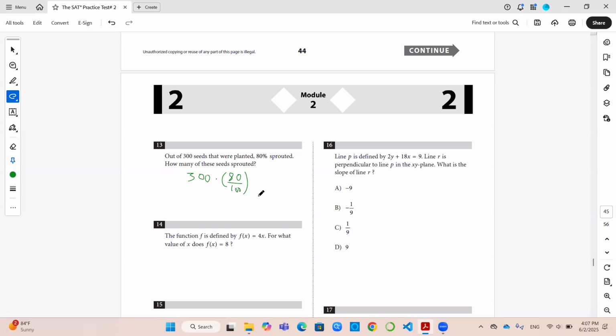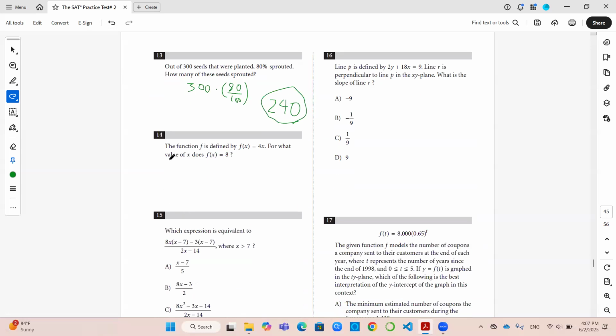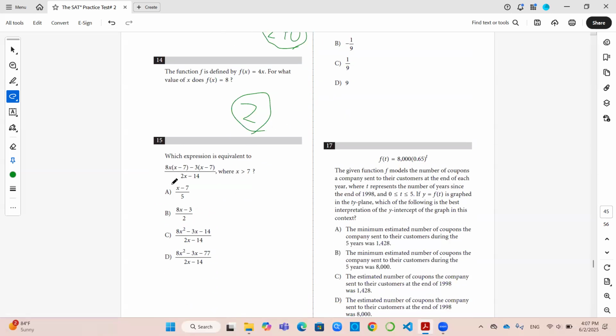What's 300 times 80 over 100? That's 240. So 240 is the correct answer. The function f is defined by f of x is equal to 4x. For what value of x does f of x equal 8? So 2, because 4 times 2 is 8.